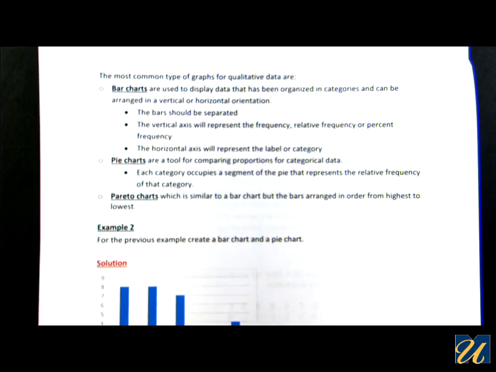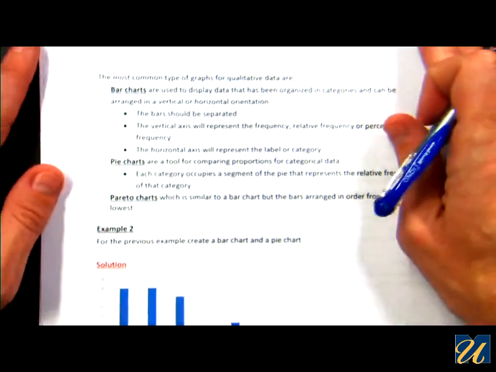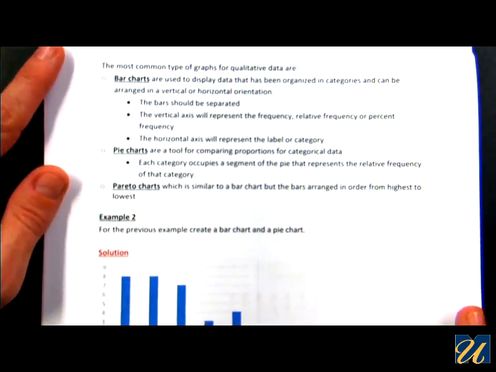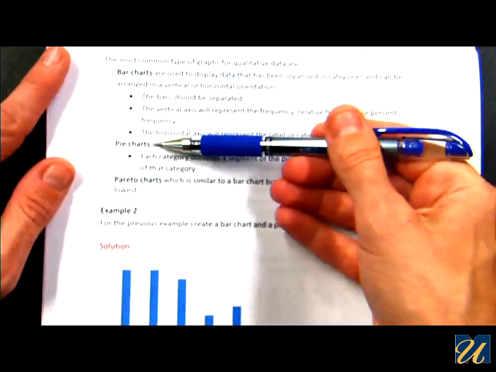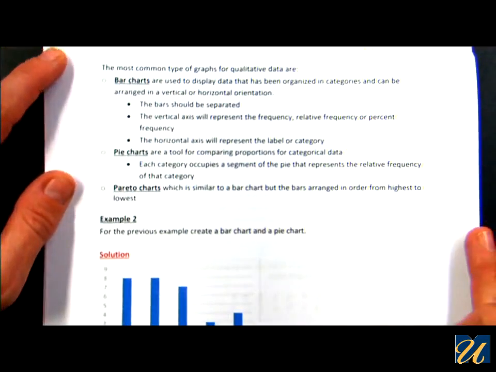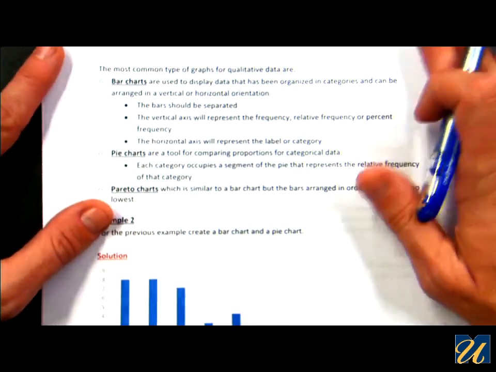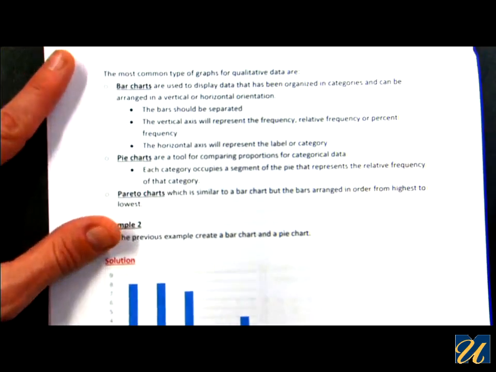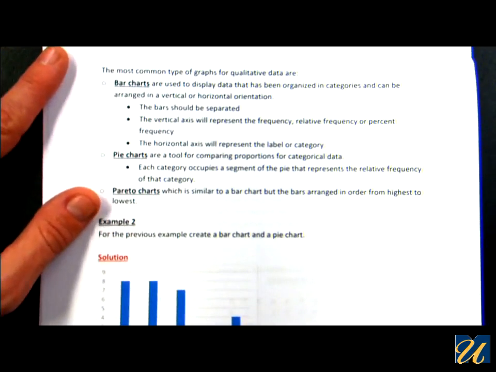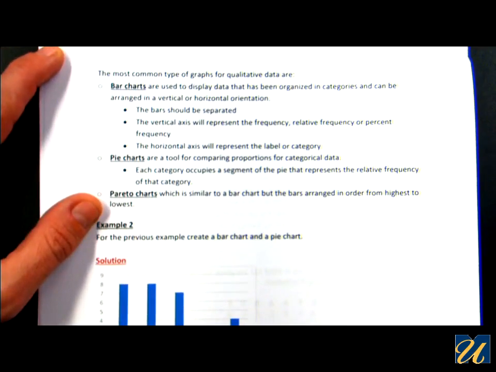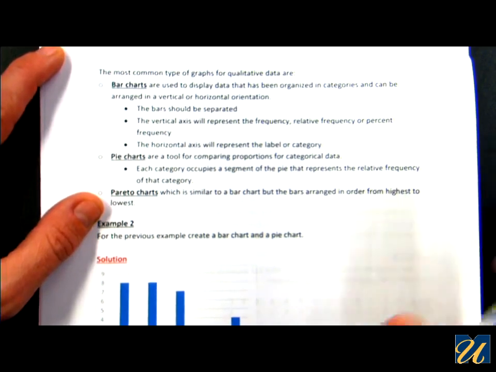The most common types of graphs for qualitative data are the bar charts, the pie charts, and the Pareto charts. The bar charts are used to display data that has been organized in categories and can be arranged in a vertical or horizontal orientation. Always remember that when you create a bar chart, you should always separate the bars to emphasize the fact that you are talking about different categories.